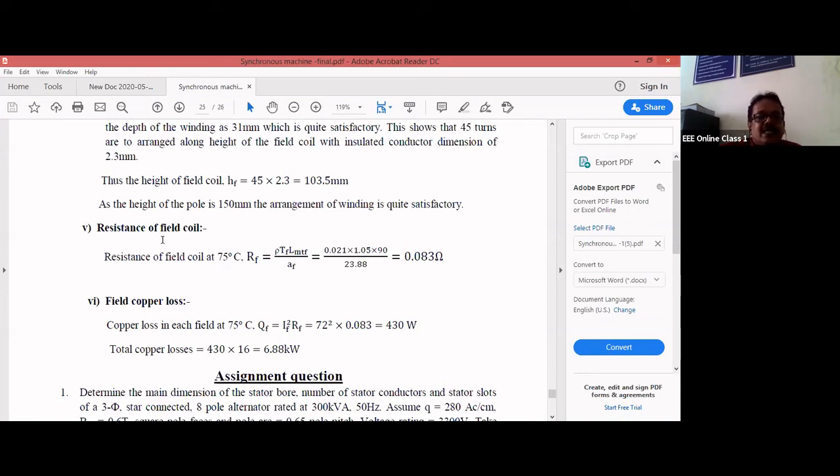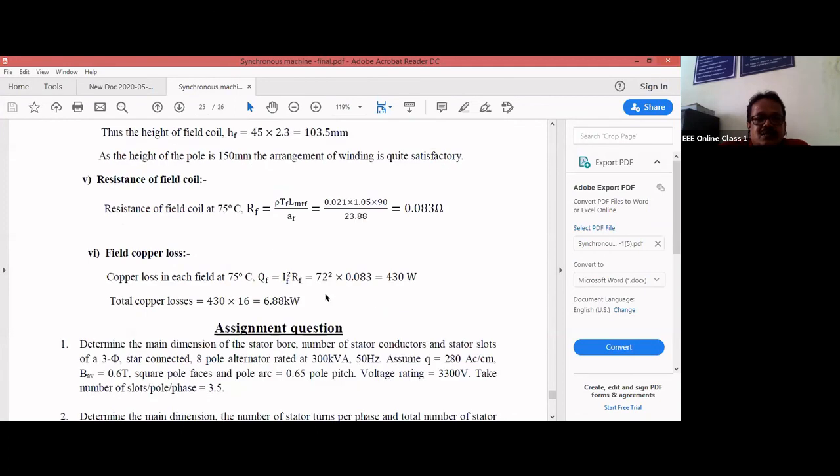Okay. Resistance of field coil, RF is equal to rho TF LMTF by AF. Substitute all the values we know, substitute here, you get the resistance. Once you know the resistance, calculate the field copper loss. It will be around 430 watts. This is with respect to one particular coil. Since we have 16 poles, we have 16 field coils. Total copper loss 430 into 16, 6.88 kilowatt. Okay. This is the solution for the second problem.